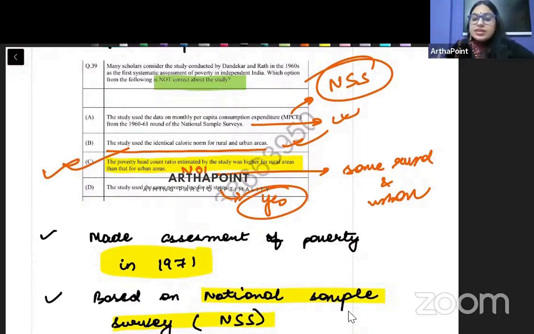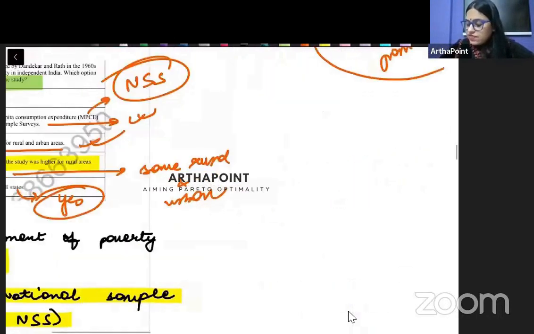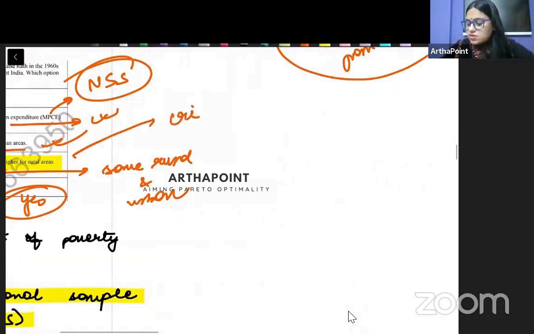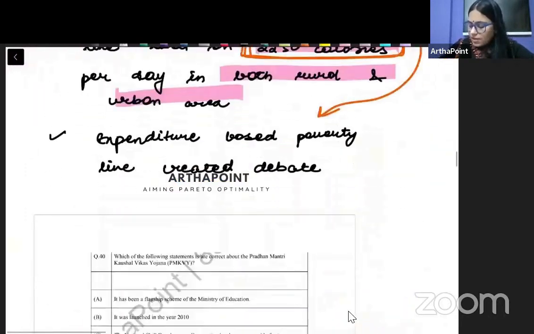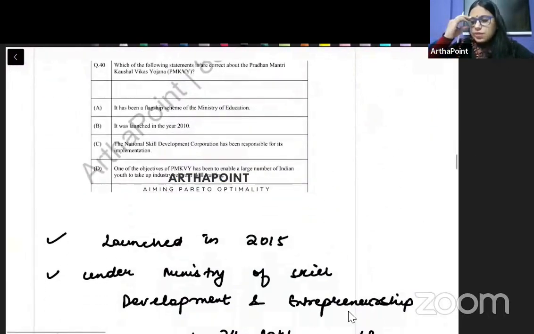ठीक है? ये अपने आप में बेटा is one of the criticisms of this study. कि कैसे रूरल और अर्बन एरिया को सेम कैलोरीज चाहिए हो सकती हैं. That's not correct, right? So this is also a criticism. Okay, come to the next question.